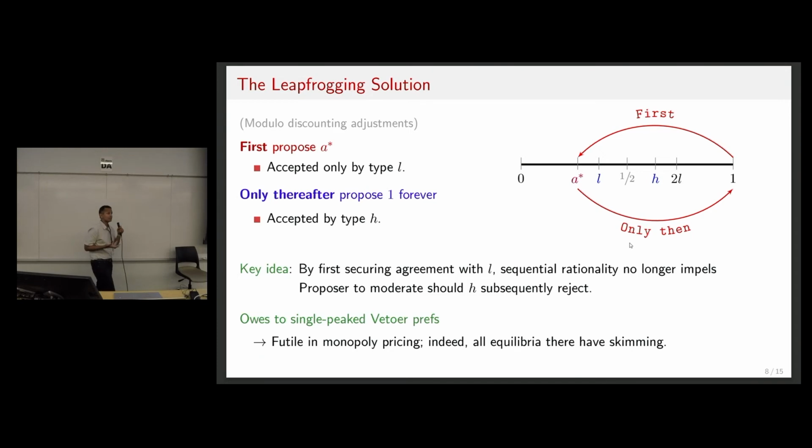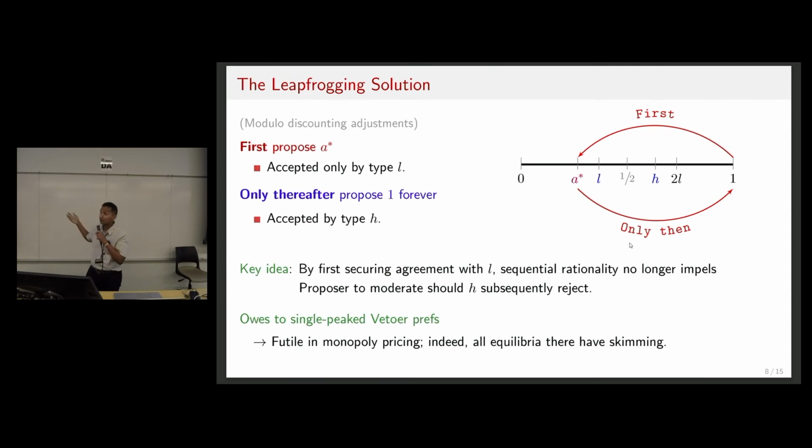What's the key idea here? The key idea is that by first securing agreement with the low type, sequential rationality no longer impels the proposer to moderate his proposal should the high type reject. To say it differently, once the first proposal of A star has been made and it's rejected, then the proposer knows that he's facing the high type. And so there's nothing the vetoer can do by rejecting proposals to induce future concessions. And this is why leapfrogging works.